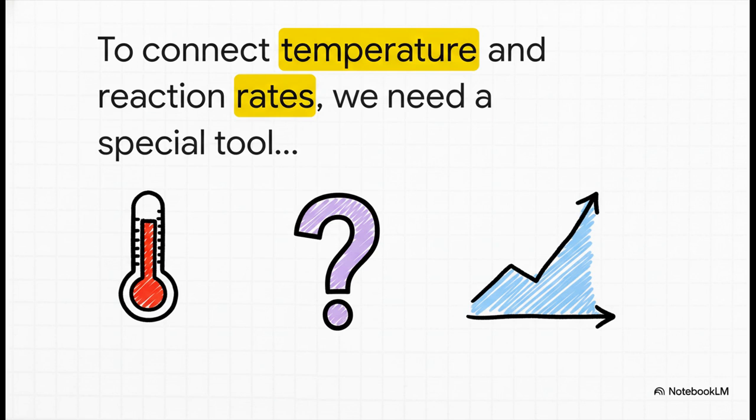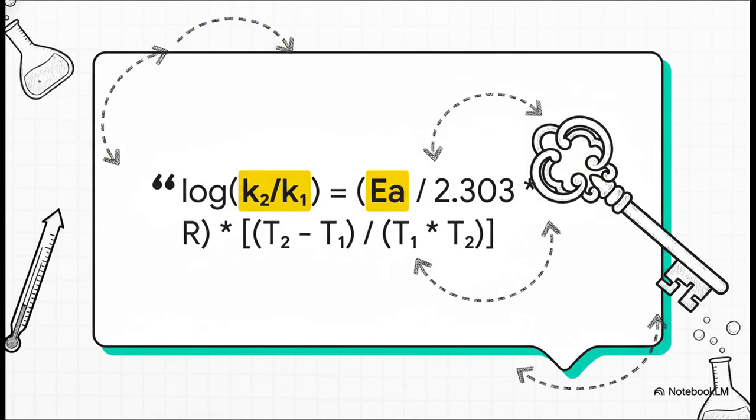So we have the rates, and we know the temperature changed. But how do we actually connect those two things? We can't just guess. No, we need a special, powerful formula that's designed for this exact situation. And here it is, the Arrhenius equation. This, my friends, is our master key. I know, it looks a little intimidating at first glance, but let's just break it down. This beautiful formula links our rate constants, K2 and K1, with that activation energy, Ea, that we're trying to find. It also uses the universal gas constant, R, and our two temperatures, T1 and T2.